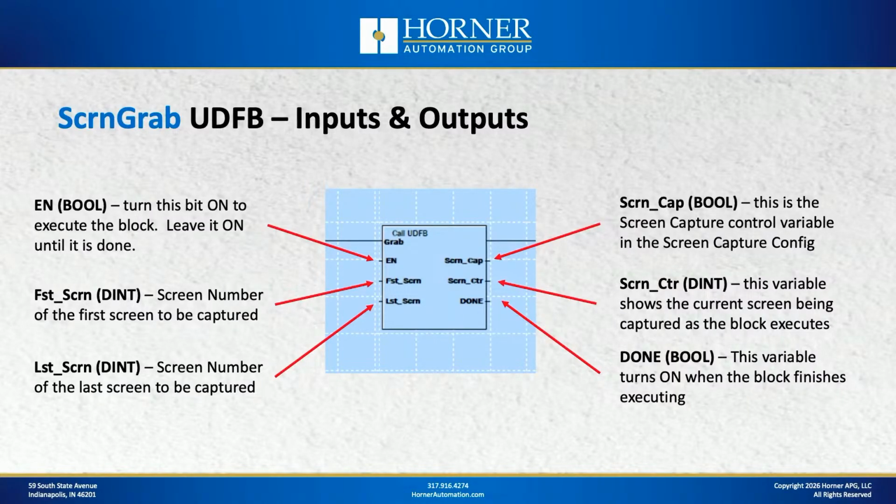And then on the output side, it has a screen capture Boolean, which needs to be assigned to the control variable for the screen capture feature. In other words, that variable that when turned on triggers the screen capture. That's what we have to assign there. It also has a screen counter, which is a double integer which you can monitor that shows you which screens are being captured at any given moment. You should be seeing that count up as it's executing. And then when it's all done, that done bit will turn on.